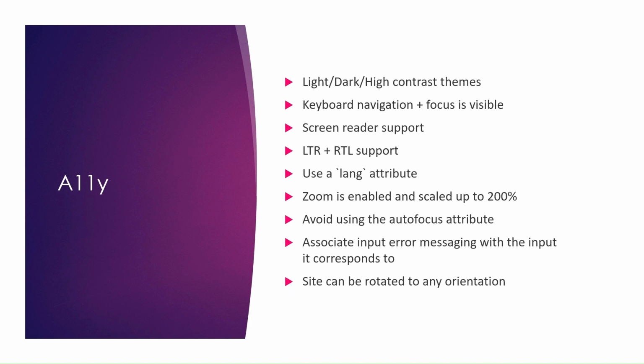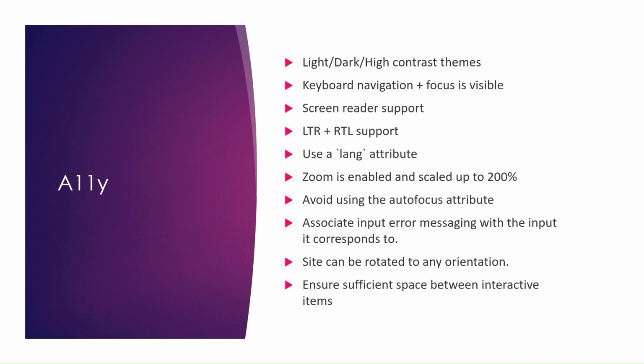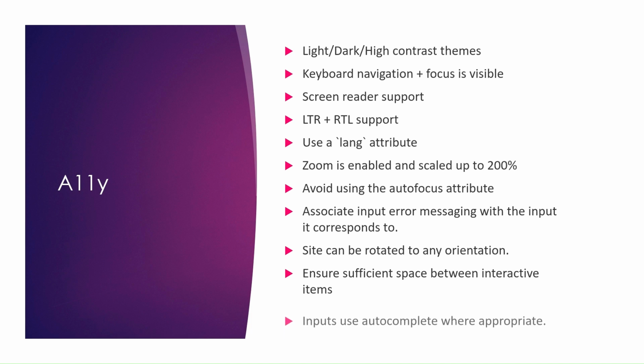The next one is site orientation. Mobile users may need to rotate their device to access content. By allowing rotation, the content should be accessible in any orientation. Users with motor issues may have difficulty selecting small interactive elements if they are too close together. Autocomplete, providing a mechanism to help people more quickly, easily, and accurately fill in form fields that ask for common information, for example name, address, phone numbers, can help them a lot.